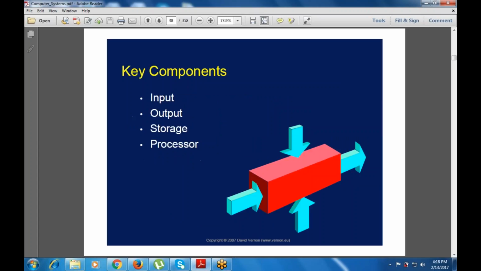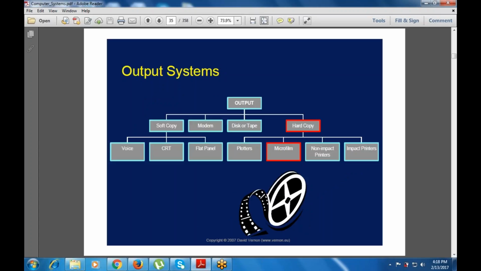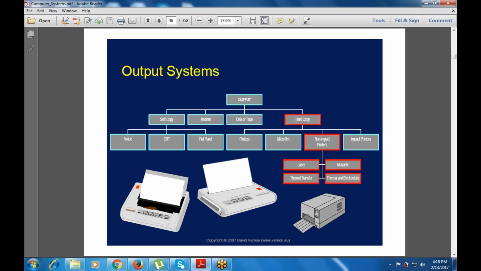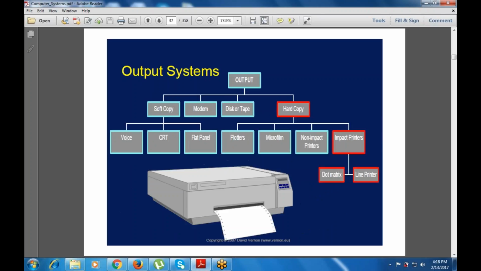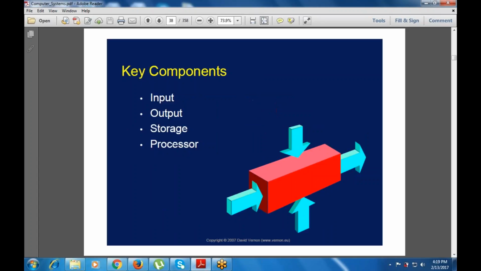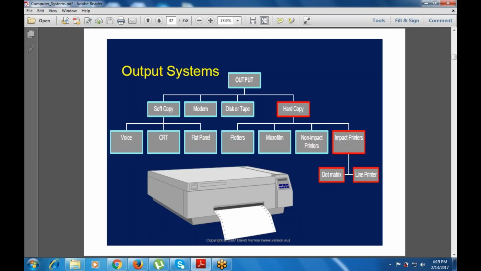Now, next is the storage. We have done with the input. We have done with the output. These are the various output devices: one is a soft copy, then modem, then disk or the tape, then hard copy.